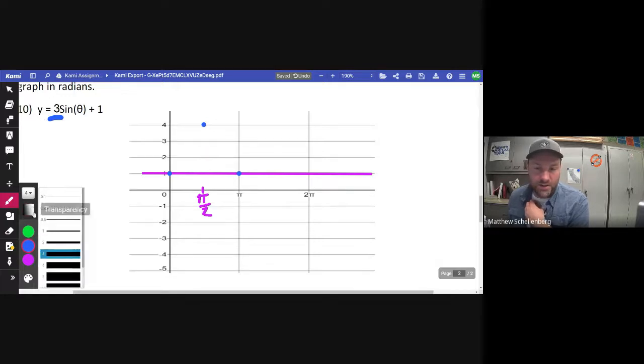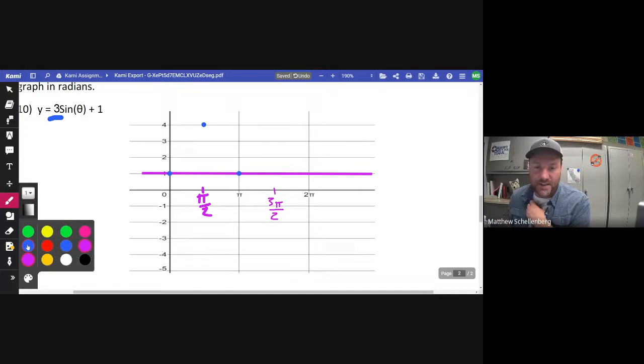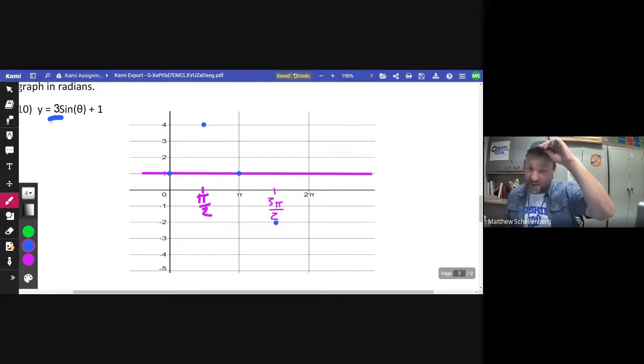And then down here at 3 pi over 2, if you plug 3 pi over 2 into the sine function, you get negative 1, and negative 1 times 3 is negative 3, plus 1 is negative 2. So we're going to plot this point here at 3 pi over 2, comma negative 2. And then if you plug in 2 pi, the sine of 2 pi is 0, 0 times 3 is 0, 0 plus 1 is 1, so you end up here.